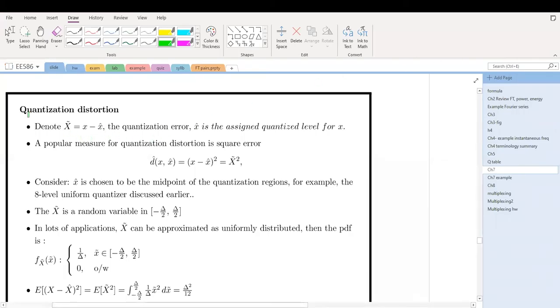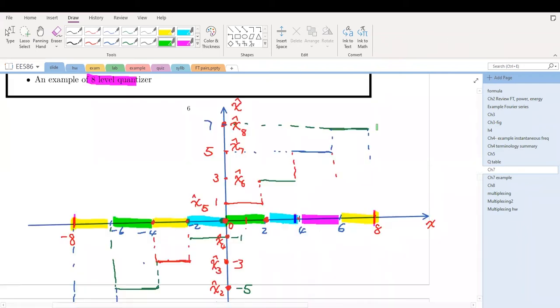In this video, we discuss the quantization distortion. Let's look at the example of the 8-level quantizer that we designed. In this example, if the signal values are in between 0 to 2, we assign the quantization level of 1. So in this case, there is an error involved because the signal values can be anything between 0 to 2, but we all round it up to 1.